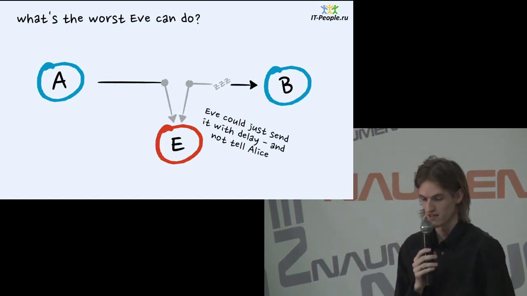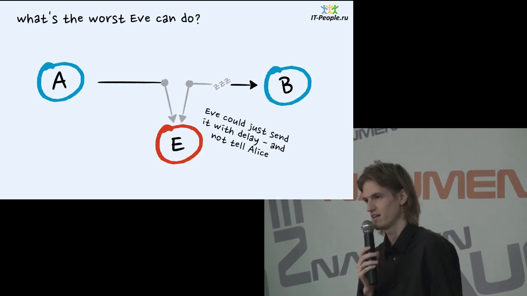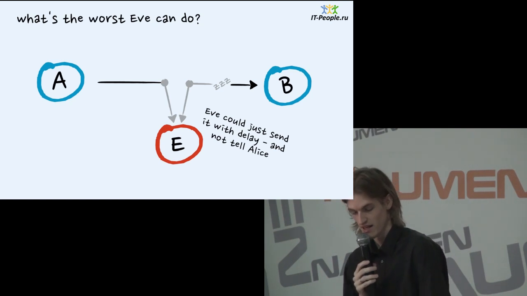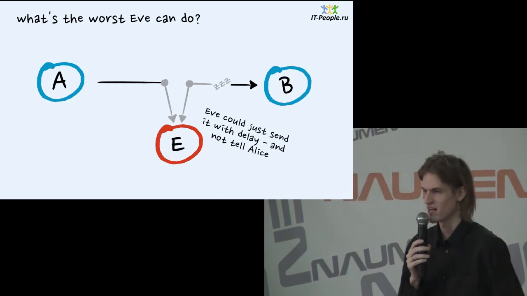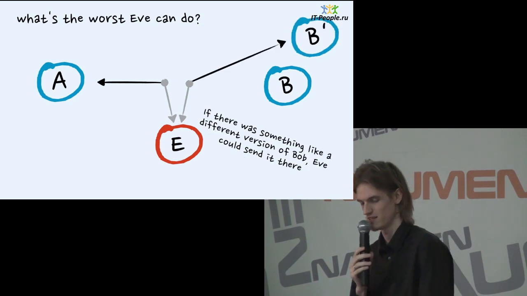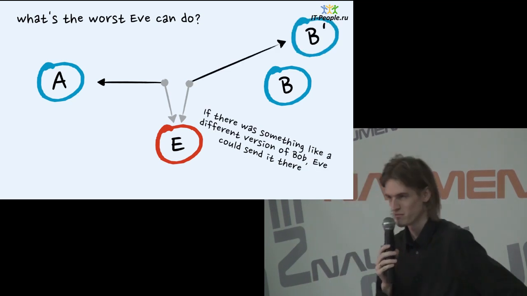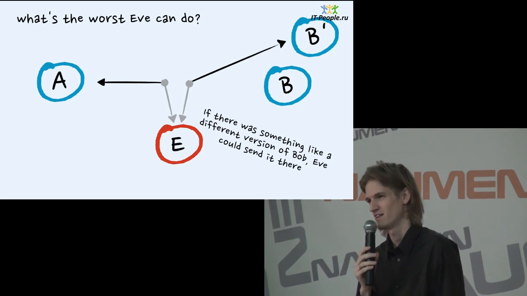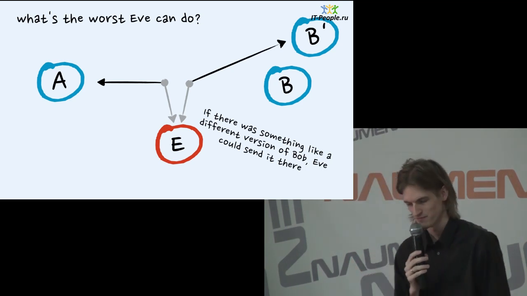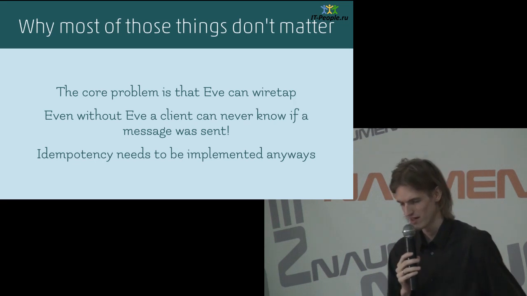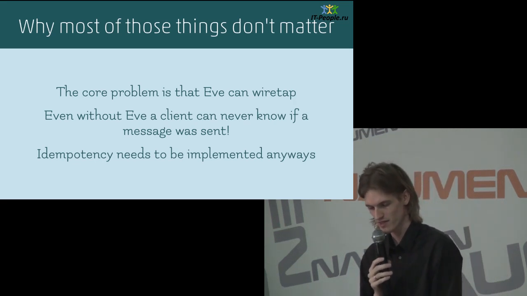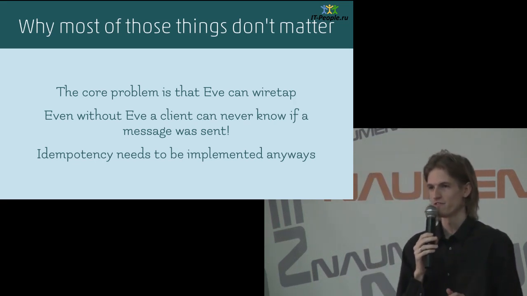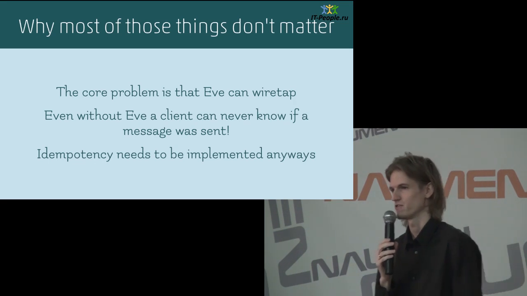Eve could send it delayed and not tell Alice. In this case, we have Eve sending it to Bob, but telling Alice, and we could just send it once now and then a second time a day later. Or if we have something like a parallel universe Bob, we could send it to that guy instead and not to the original Bob, which is very unlikely, but that's something she could do. And for a lot of things, none of these problems actually matter.